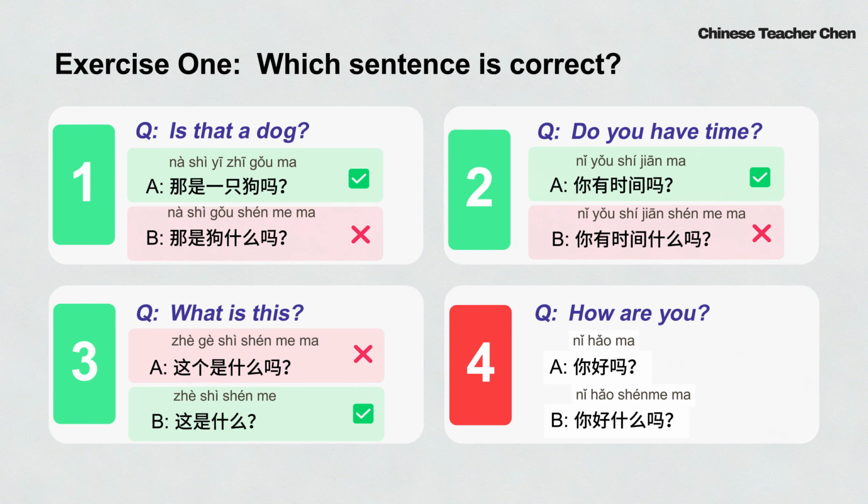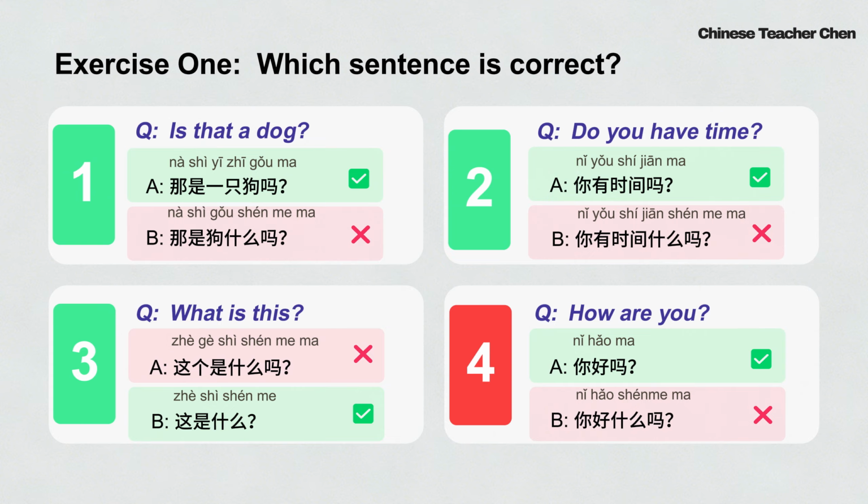Question 4. You want to ask, how are you? A. 你好吗? B. 你好什么吗? The answer is A. Because how are you is the fixed phrase 你好吗? It already uses 吗 correctly. You don't change it or add 什么.